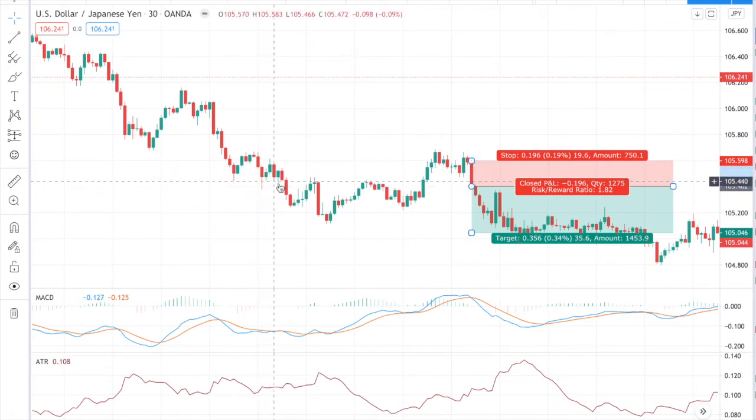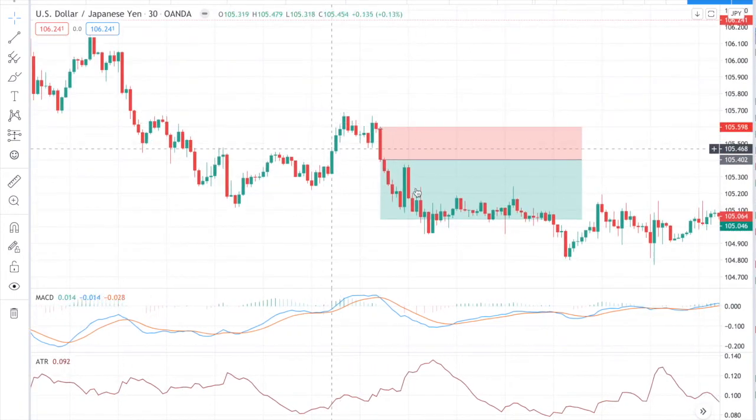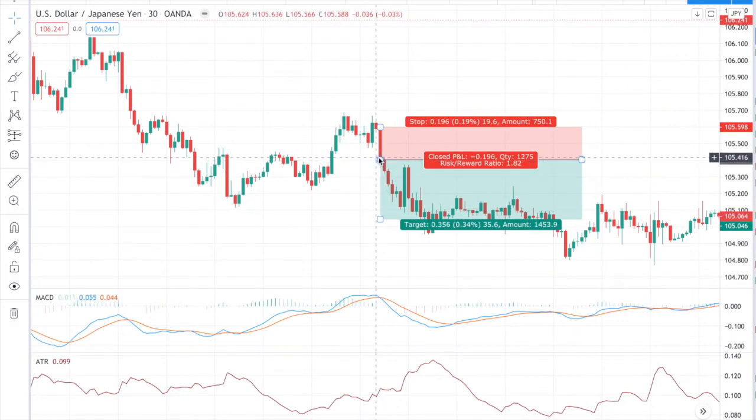It looks like it's moving a lot, but if you look, each candle is 30 minutes and the market here is completely ranging. So, what about my take profit?